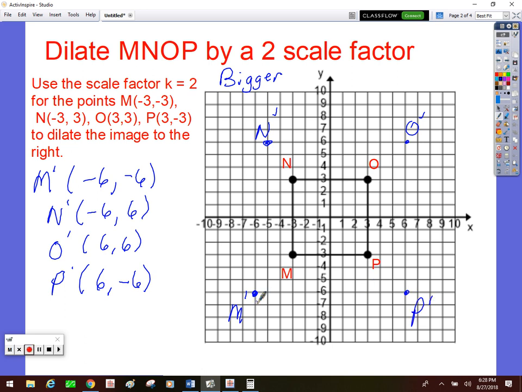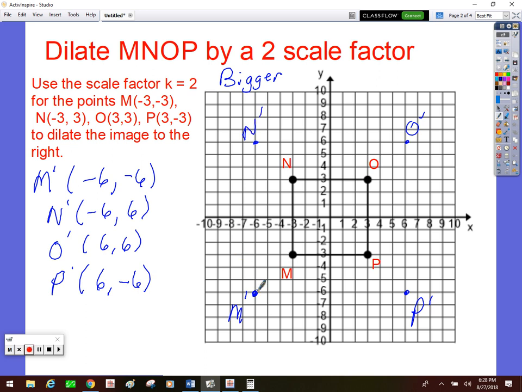There's P prime. And I'm going to do my best to connect this, but y'all be patient with me. Oh, I may have made a mistake here. Let's go back and fix this for right now. I went over the wrong line. This should be negative 6, 1, 2, 3, 4, 5, 6. Okay, I do apologize. That's N prime.